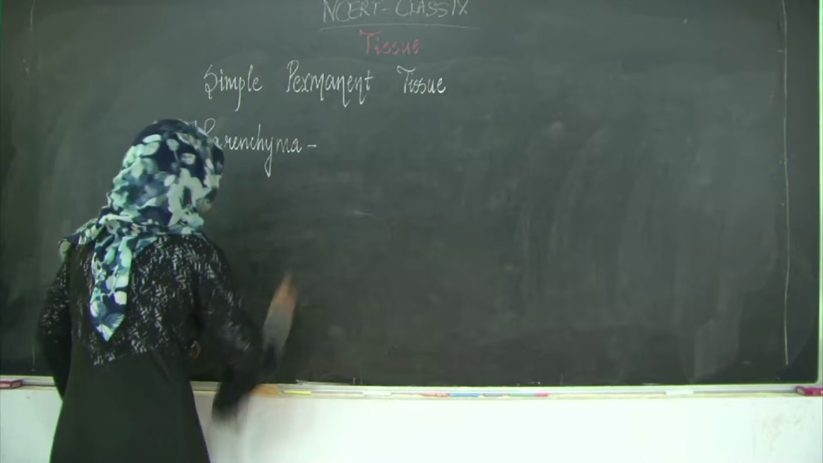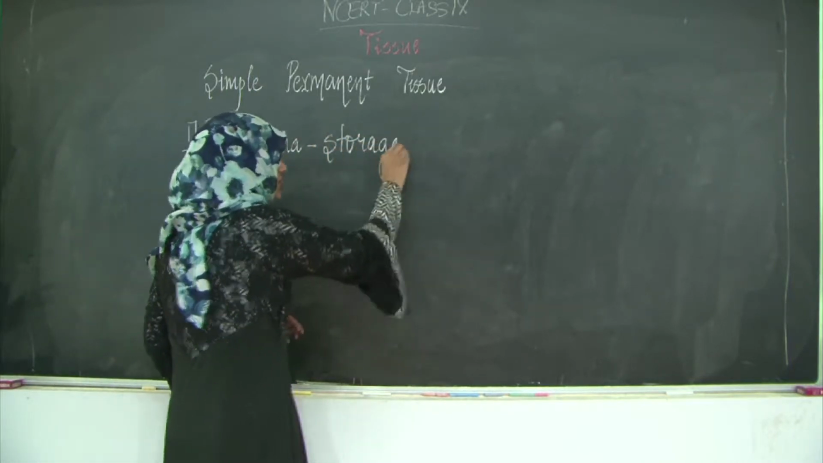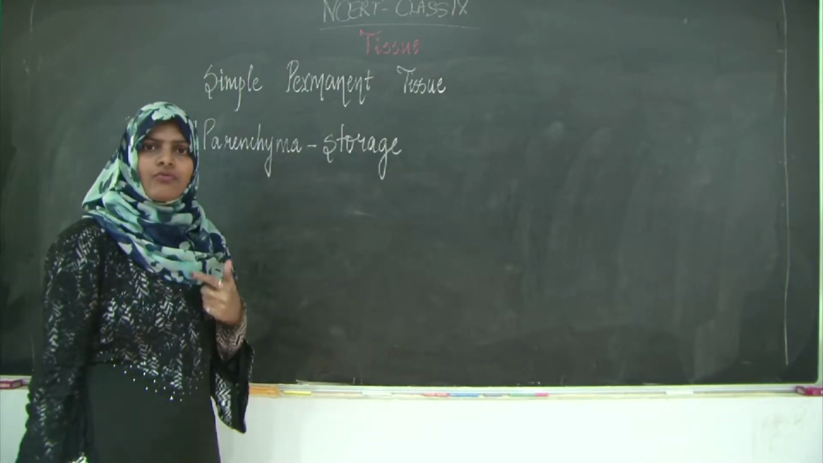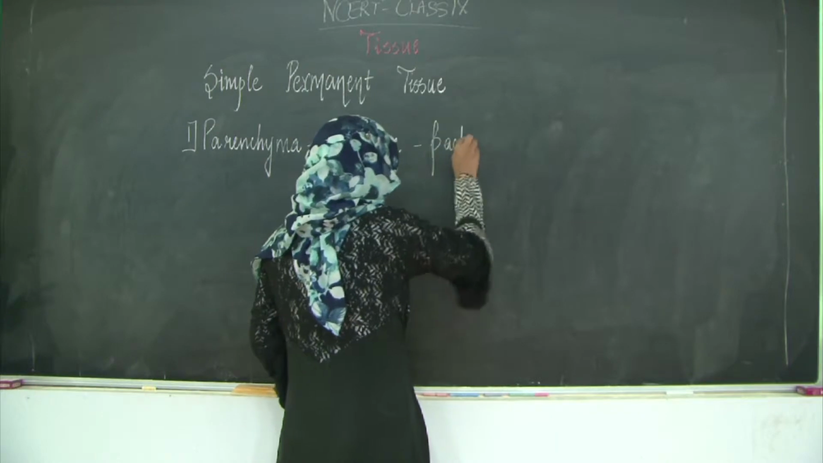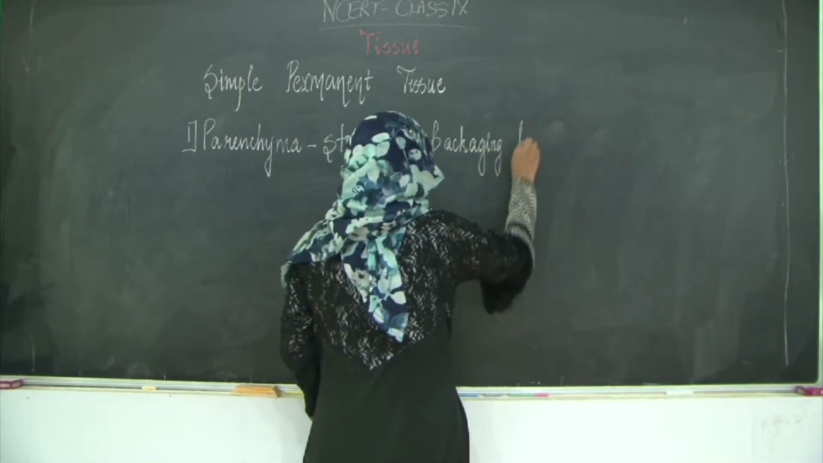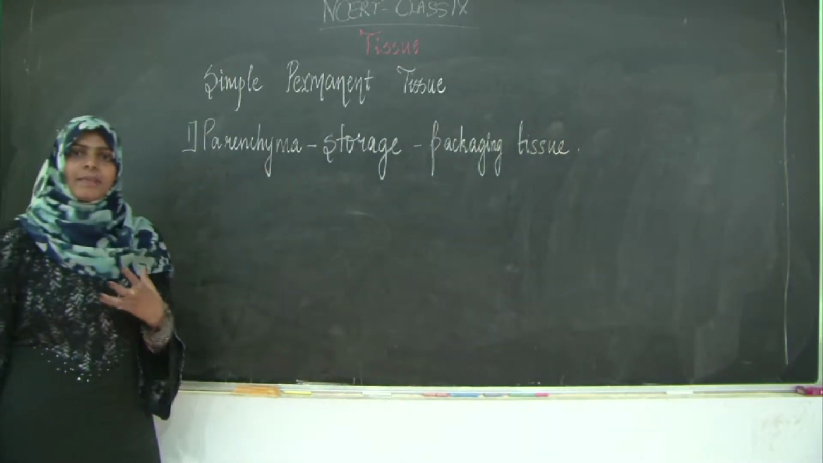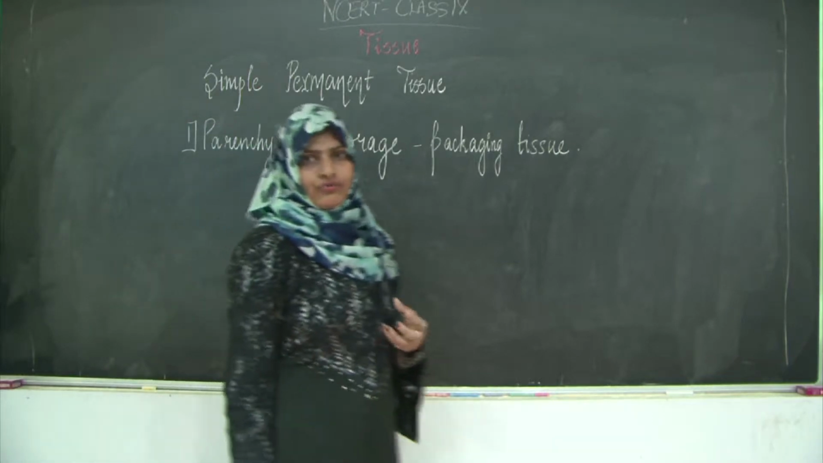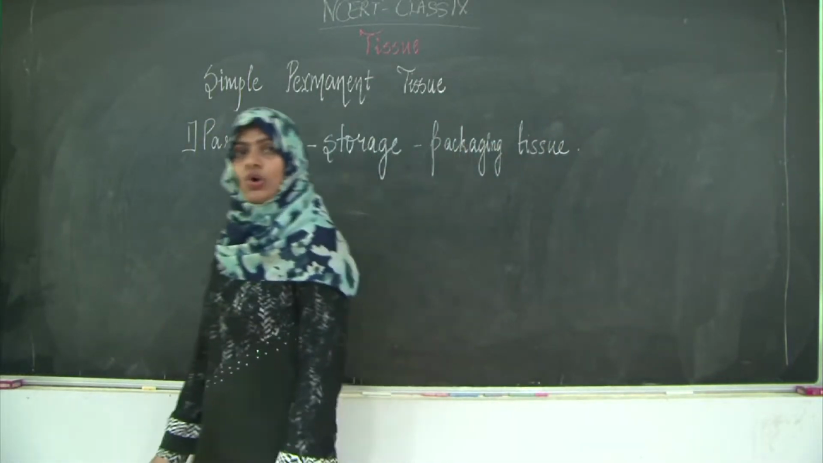Let us write down. Parenchyma is known for storage. It can store anything: water, minerals, food, whatever is in excess. And it is also known as a packaging tissue. Sometimes it is found that the parenchyma stores chlorophyll. Now, what is chlorophyll? It is the green pigment by which the plant prepares its own food.